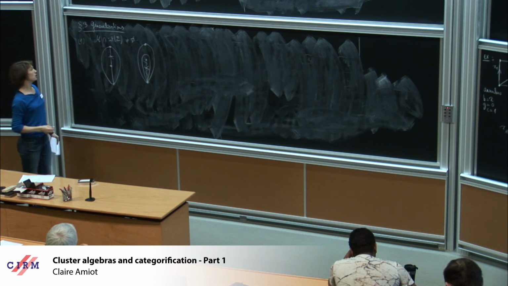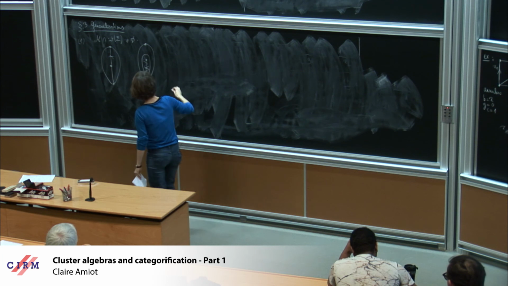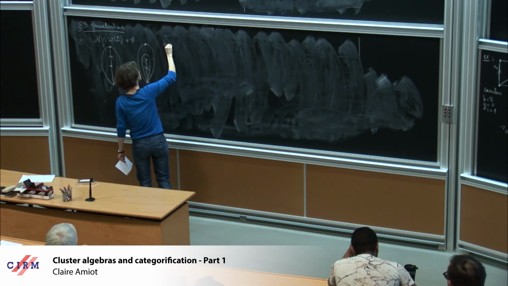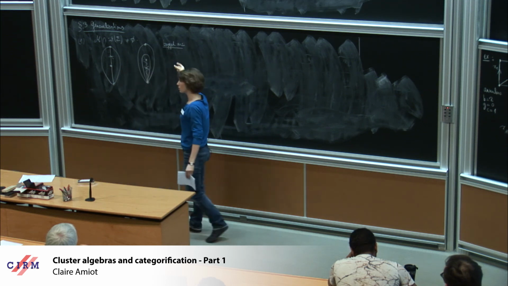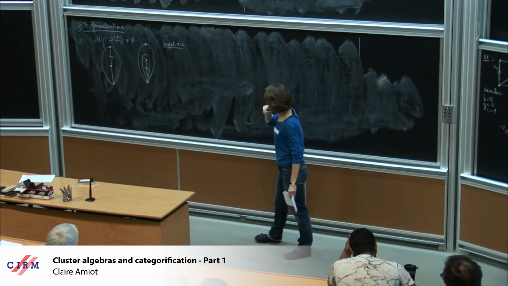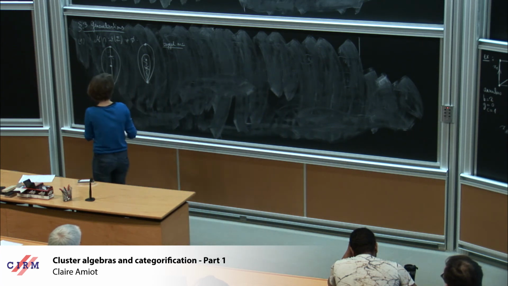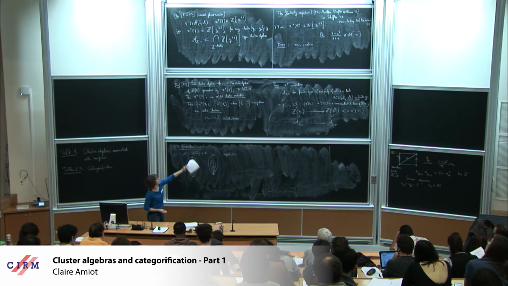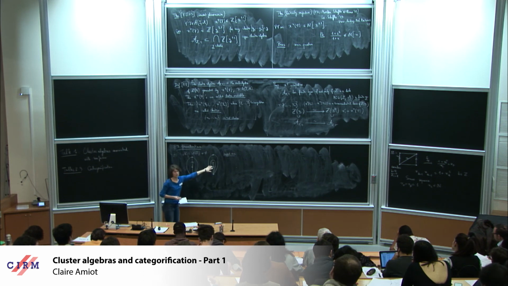So this is the main thing of this paper by Fomin, Shapiro, Thurston. They introduced the notion of tagged arc in order to always be able to flip arcs. But then all the rest of what I say is true, except that this Ptolemy relation becomes just a little bit different in this situation, but it's okay.